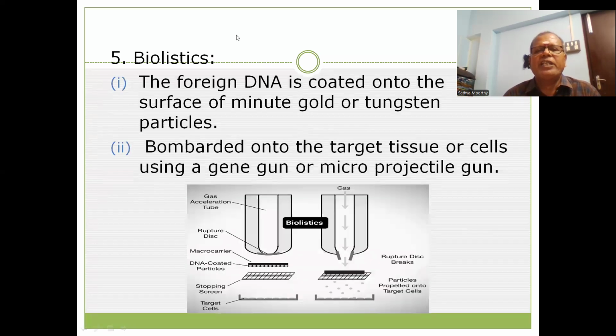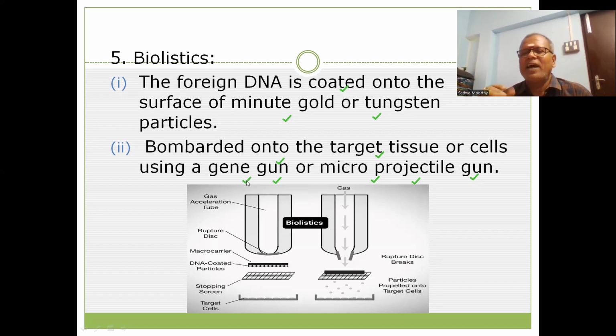Then finally, the gene gun method or biolistics. What is the process? The foreign DNA is coated onto the surface of minute gold or tungsten particles and bombarded onto the target tissue or cells using a gene gun or micro projectile gun. So we are introducing the foreign gene into the system by using a gene gun. If the gun carries a gene and helps in transfer, we are calling it the gene gun method.